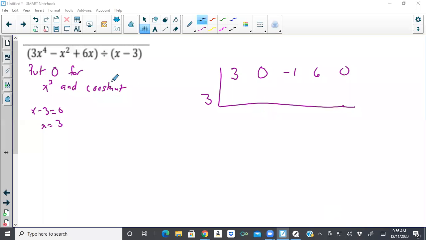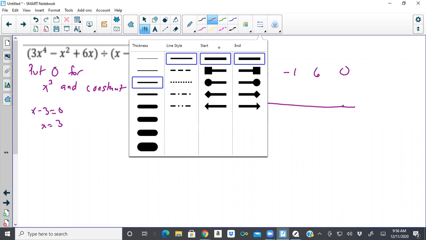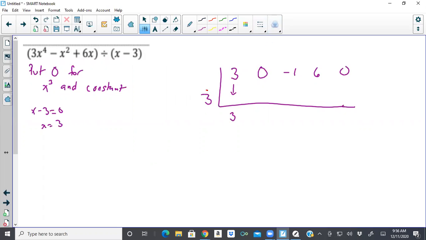So then we just complete our steps. First things first, we drop this 3 down. Then we are going to multiply the number on the outside and that number down here. 3 times 3 is 9. That gets moved up to right here. Now we're going to add 0 plus 9 is 9.